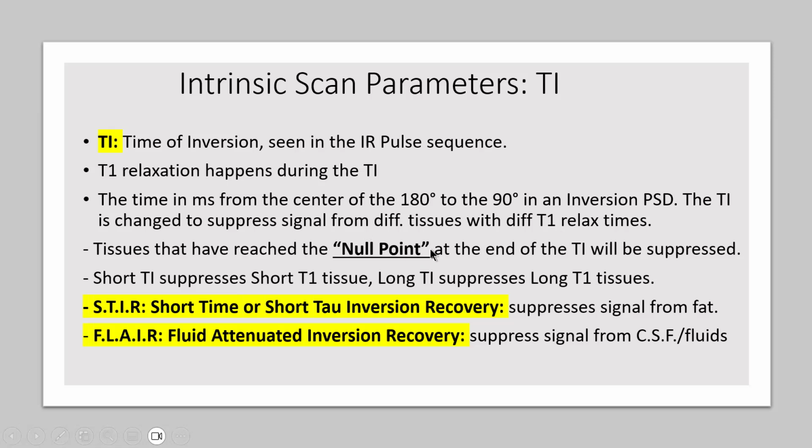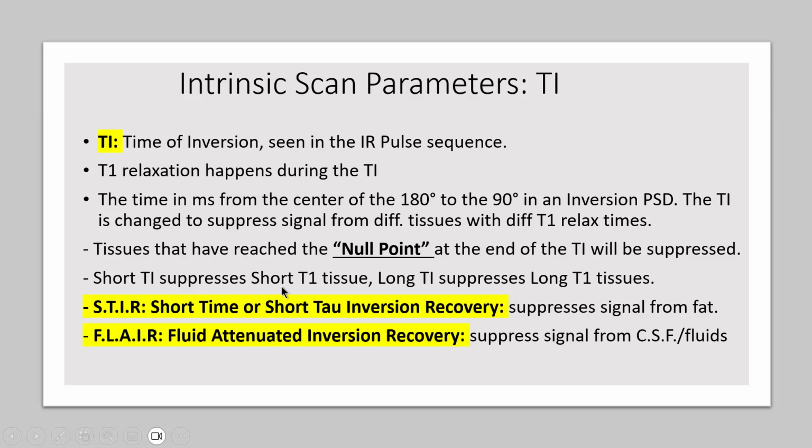A term that you're going to hear or see very likely in your registry is the null point. So basically, during the TI, whatever tissues get to the quote unquote null point, those are the ones that are going to be suppressed. So we're going to use short TIs to suppress short T1 tissue. We're going to use long TIs to suppress long T1 tissues. Know what the different tissues are.